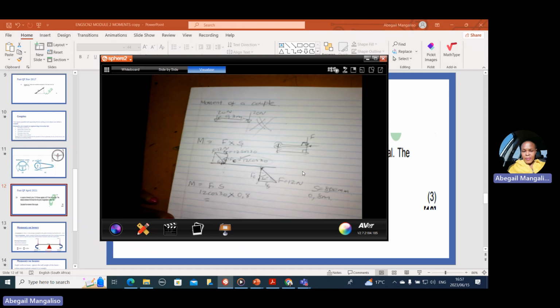And you use your calculator to get your answer. This will be 12 cos 30 multiplied by 0.8, and you get the answer of 8.314. This is the moment of this couple. The force is measured in Newtons and the distance in meters, so a couple will be in Newton meters. That is the moment of this couple.